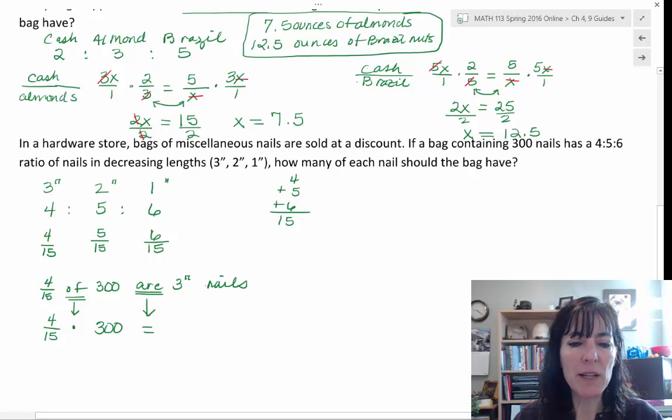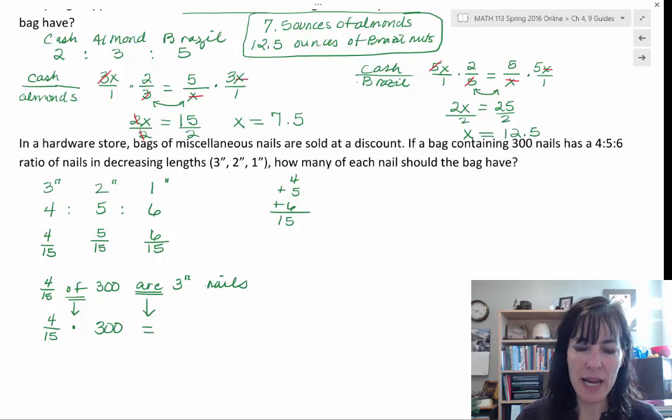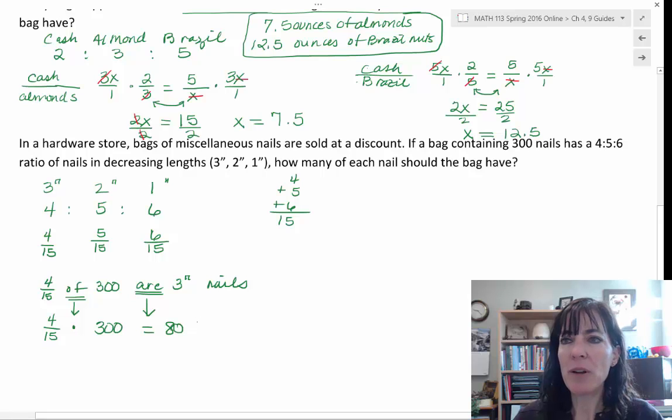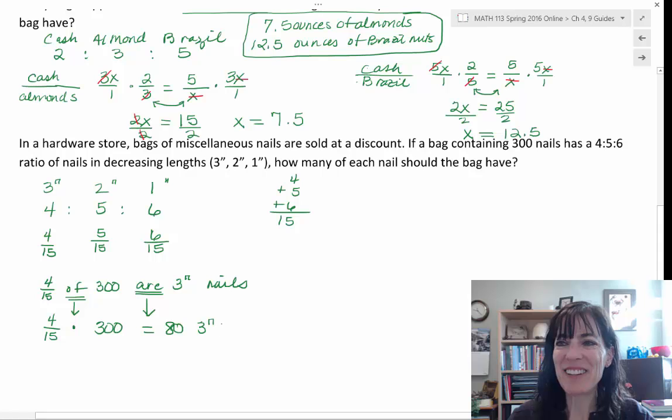So 4/15, I can do that on my calculator, either by using the fraction button and doing 4 and then the ABC button and then the 15. And then I can say times 300 and I get 80. And we just said above, that's the 3-inch nails. So I have 80 3-inch nails. Okay, so that's for one of them.